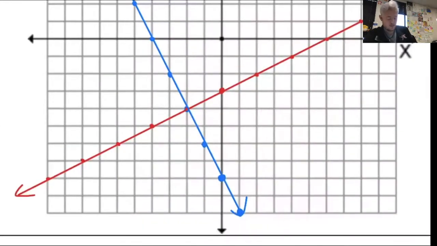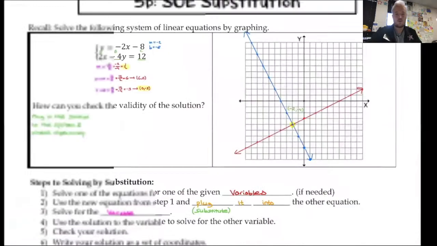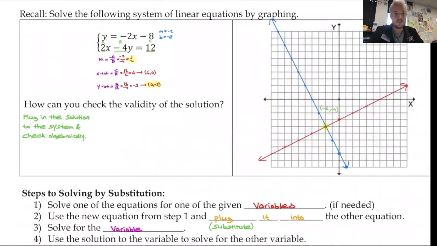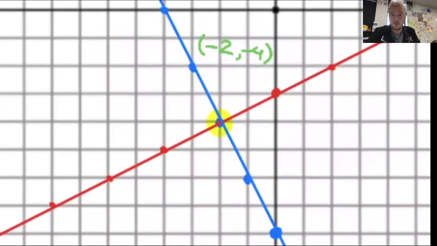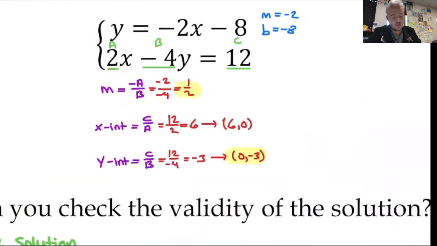All right, so this intersecting point right here, that coordinate, which is (negative 2, negative 4), that is our solution. So there is a way that you can check the validity of the solution. What you can do is take your solution coordinate, (negative 2, negative 4), and plug it into our system and check it algebraically.